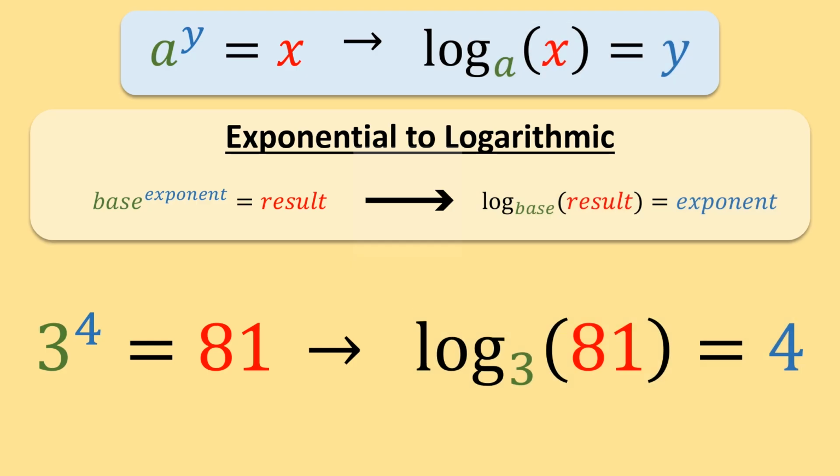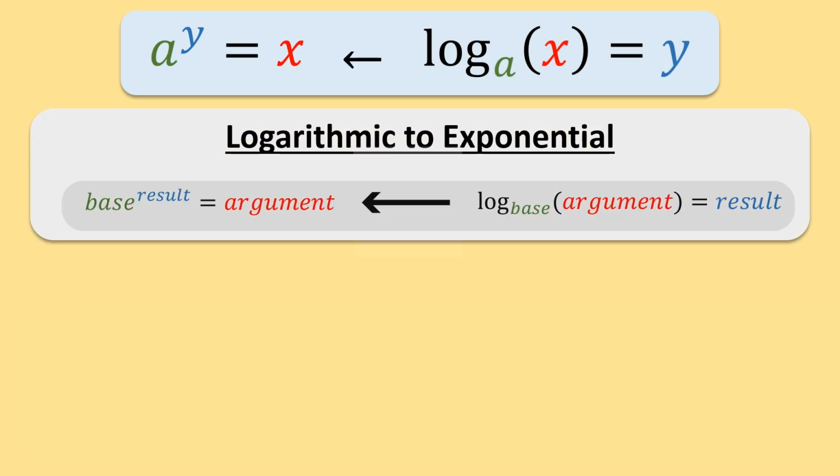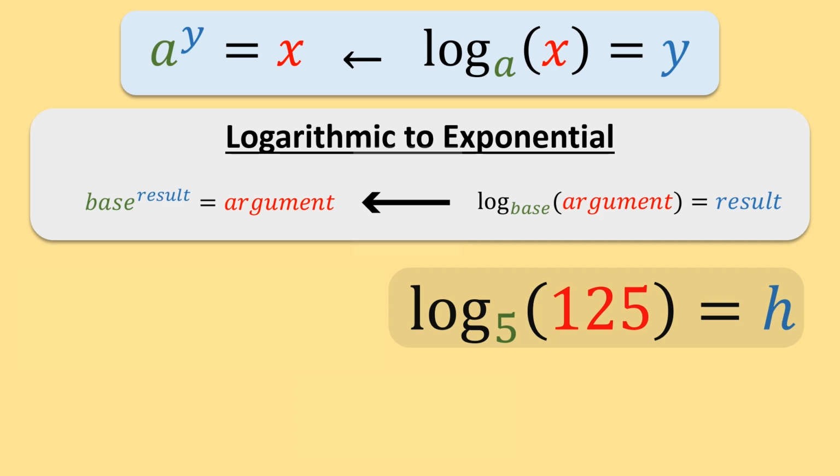Now let's go in the other direction. Suppose we started with the logarithmic equation log base 5 of 125 is all equal to h. Here, 5 is the base of the logarithmic equation. 125 is the argument of the logarithmic equation. h is the result of the logarithmic equation.